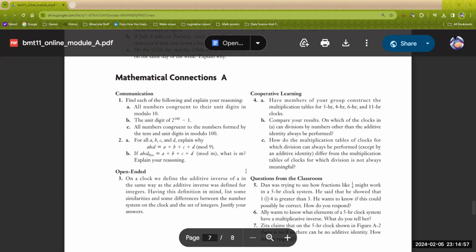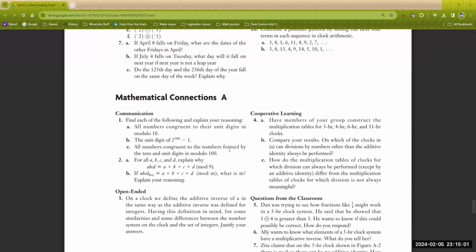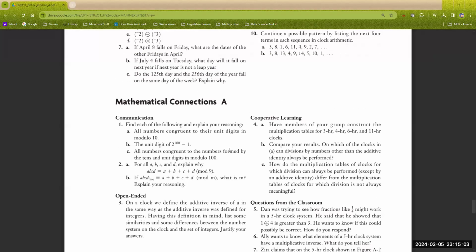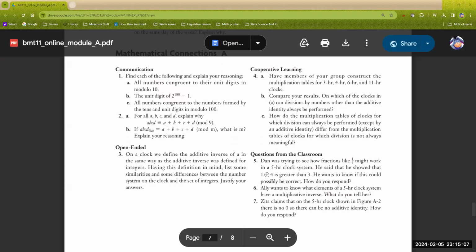Hello, students. I had a couple questions out of Module A, Appendix A, your choice. Under Math Connections, the questions were on number 2 and number 6. So let's take a look here at number 2.